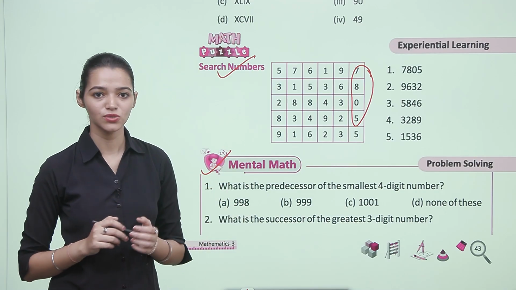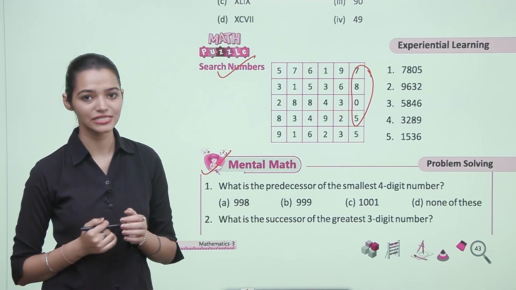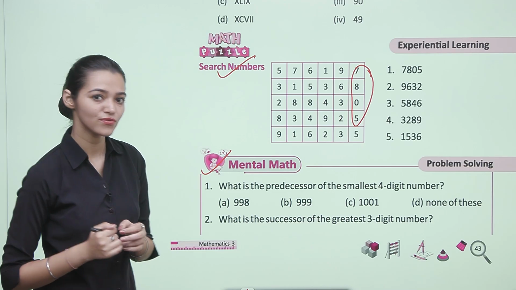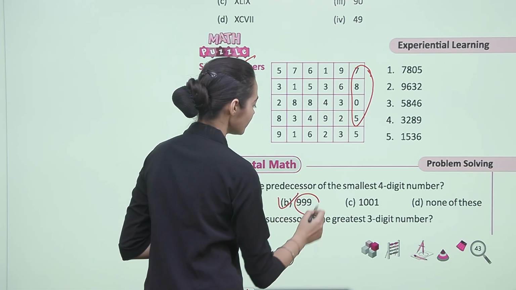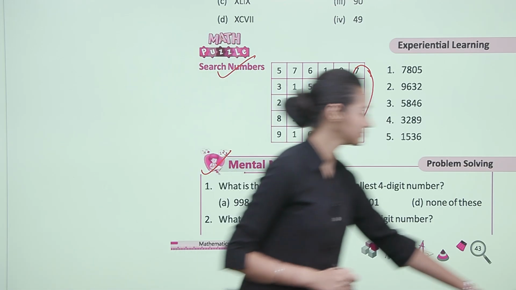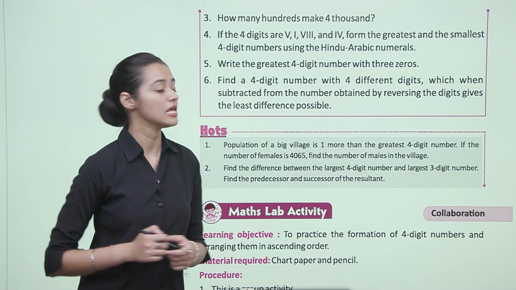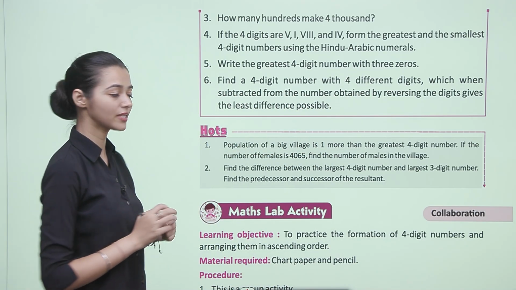Next is our mental maths. What is the predecessor of the smallest 4-digit number? That is, very good, 999. That's how we can complete all the mental math questions.